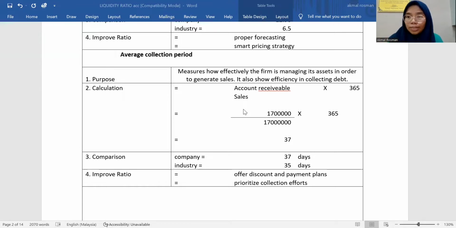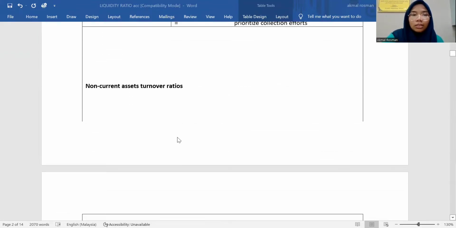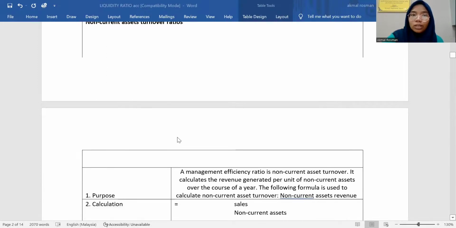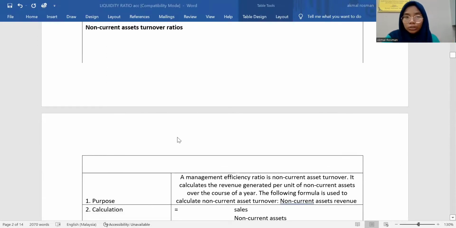That means Hikmabati is a bit lacking in collecting debt when compared to the industry. So Hikmabati can improve their ratio by offering discount and payment plans. They also can prioritize collection efforts. So next, non-current asset turnover ratios.